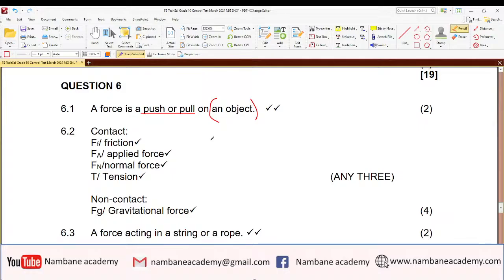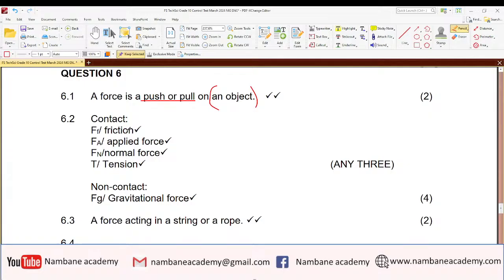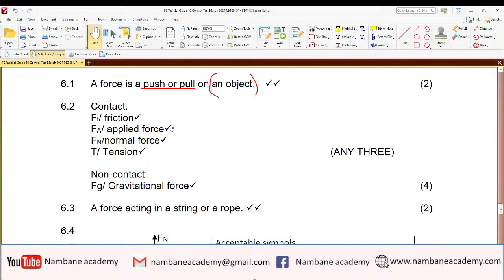At 6.2, identify 3 contact forces and 1 non-contact force. Contact force, any of the 3, ladies and gentlemen. Frictional force or friction, force applied, normal force, and tension. Any of the 3, ladies and gentlemen, we will award 3 marks. The only non-contact force in this instance is force of gravity or gravitational force or Fg. That is now the only non-contact force that we have. So ladies and gentlemen, that is now 4 out of 4 for 6.2.